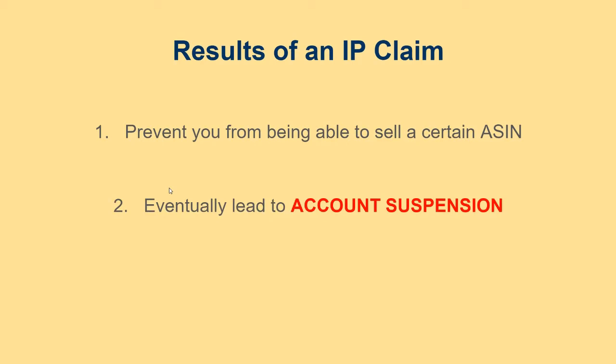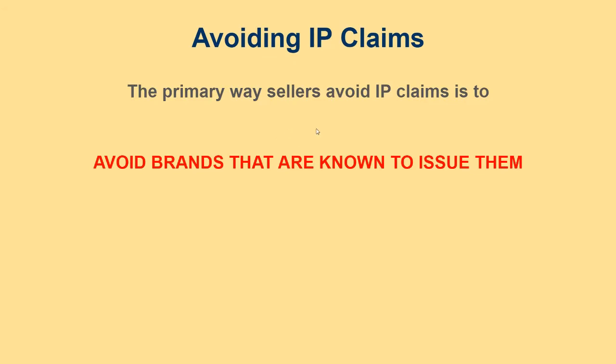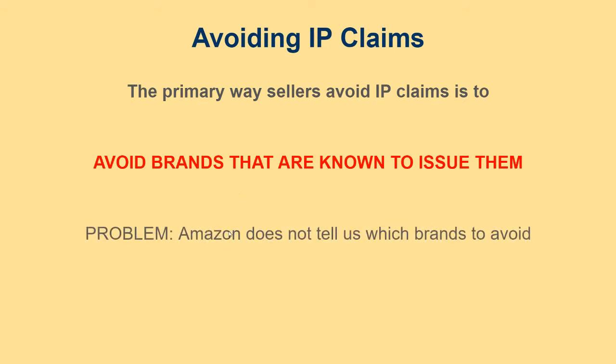But the real thing that we're really worried about is the potential account suspension. It's not necessarily that one IP claim is going to lead to account suspension, but as we know, a number of things building upon your account, right, a number of violations, could potentially lead to some kind of account suspension, right? So basically, we want to avoid any kind of violations we can avoid. And so avoiding IP complaints, basically the primary way that sellers can avoid IP claims is to avoid the brands that are issuing the IP complaints in the first place, right? And again, the problem is that Amazon doesn't actually tell us which brands to avoid.